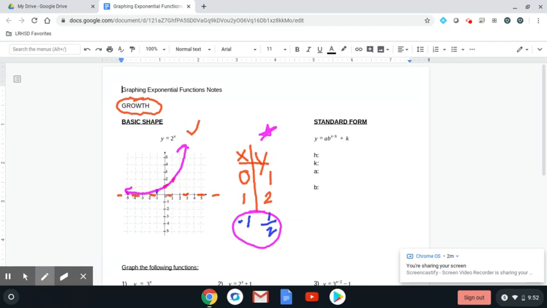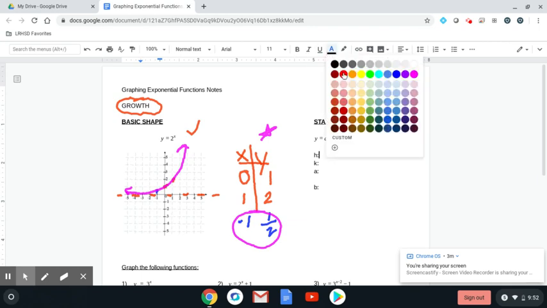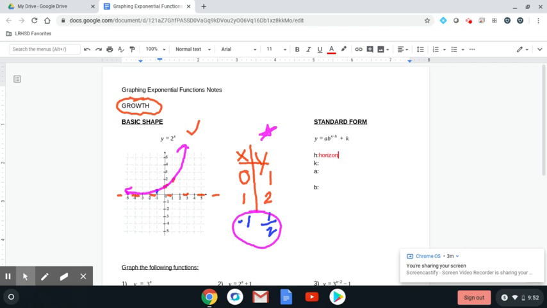Okay, so with any function that we've graphed this year, we always have that standard form, right? And same thing here. We have a standard form that's going to help us out. So our standard form of exponential functions looks like y = ab^(x - h) + k. And I just want to go through and identify some important things and what they actually represent. So the first thing is h. And if you guys remember h from any of your other basic shapes, h is what we refer to as our horizontal shift. So this is going to move our graph left and right.